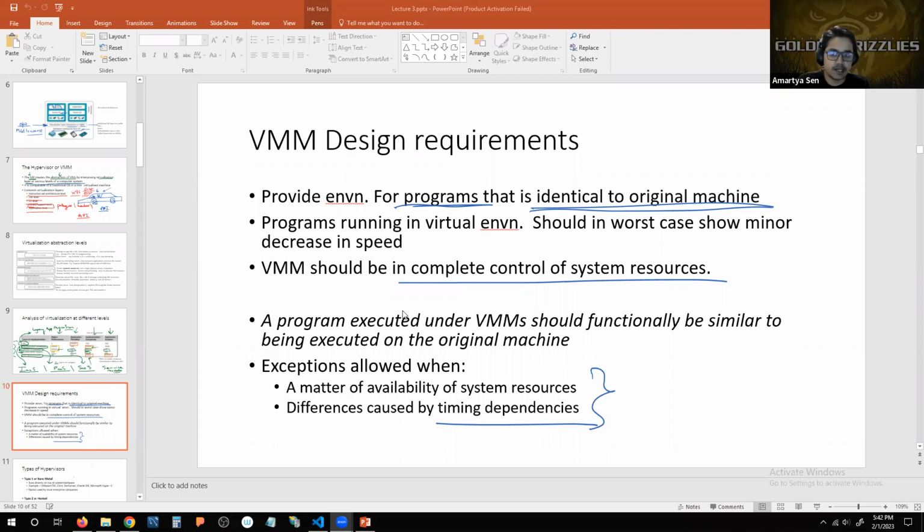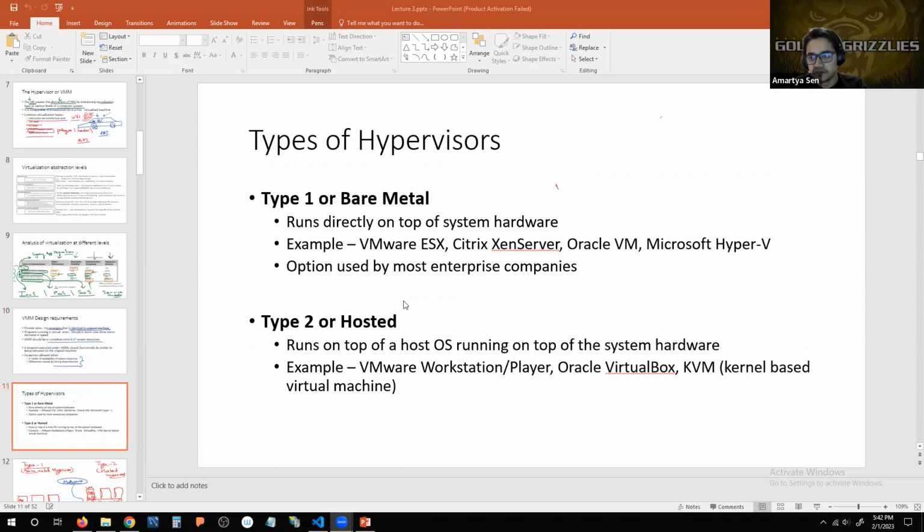Or if a program is stuck or frozen due to some sort of timing dependencies, not because of a fault of its own, but because it's waiting for data or something like that, then it can be pushed down the priority list in terms of how many resources are given to it, right?